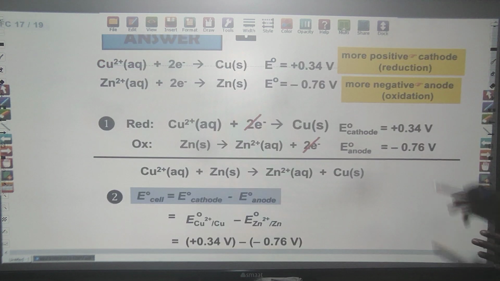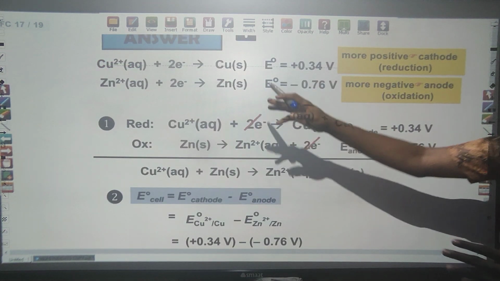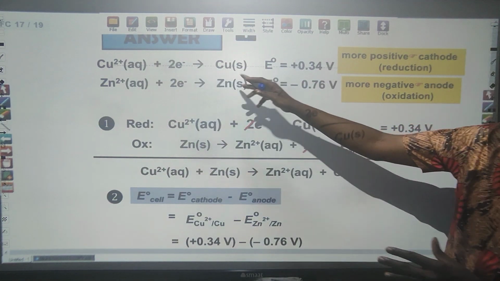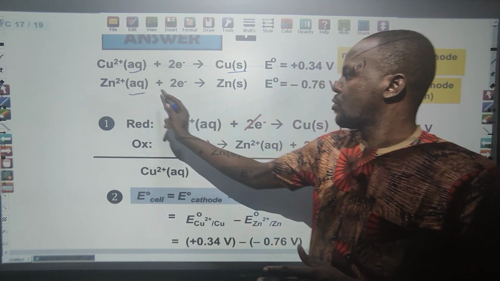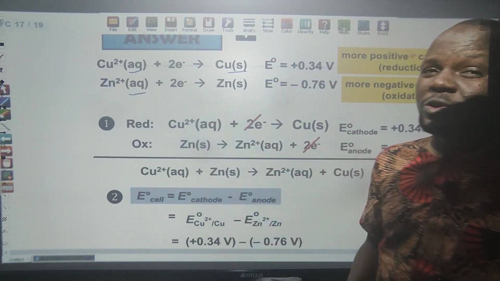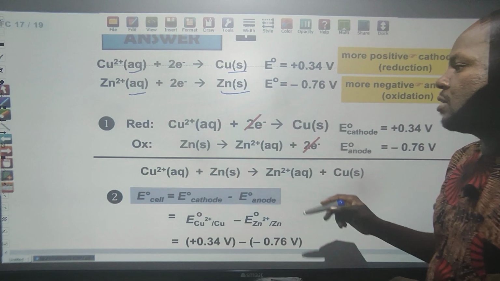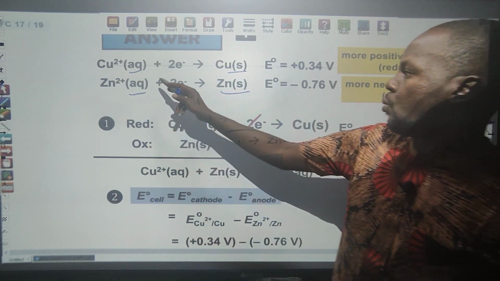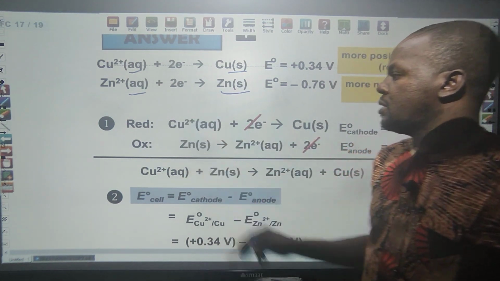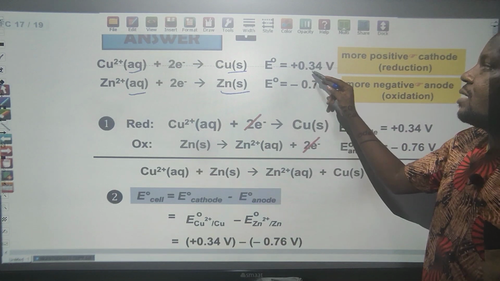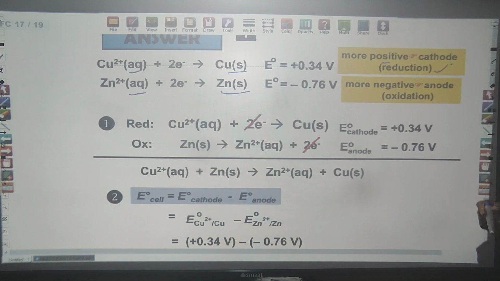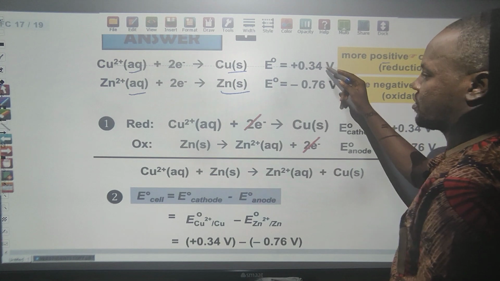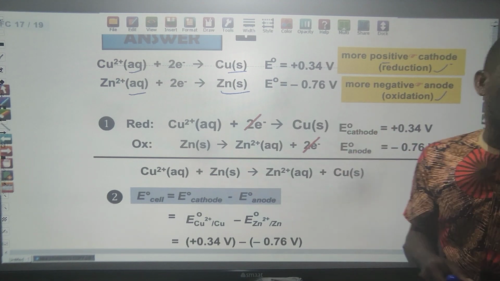Next, agree. So now here we can now say the answer. Write the full equation. Now this will be copper giving you this. Then this one also, because it must always be in the reduction form, giving you this. Why did I know that this one will be the reduction, and this one will be the oxidation? Because of the value of their E. See, more positive cathode, that is more reduction. More negative, more oxidation. So that is why I know, because this is more positive, it will be the reduction equation.